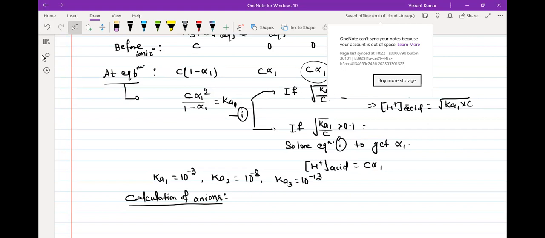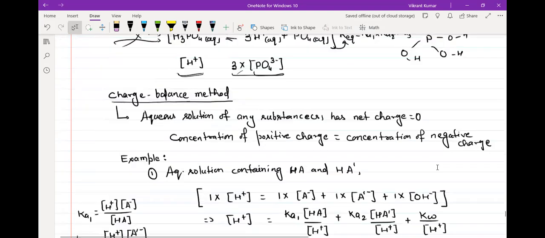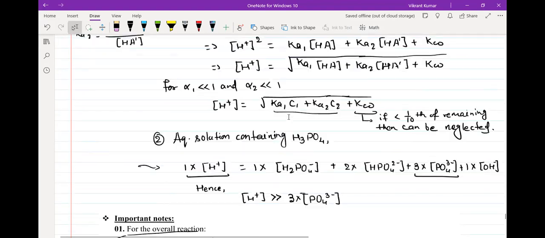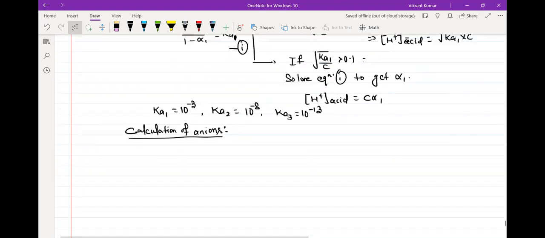Now, if you see this calculation, if I have to do the calculation for the anions, every step is reaching equilibrium state, right? So at equilibrium we can write K1 will be H plus into H2PO4 minus by H3PO4. Similarly we can write K2 will be H plus into HPO4 2 minus by H2PO4 minus. These type of things we can write, so we'll be doing that calculation only.